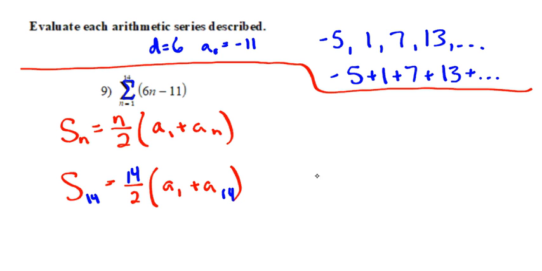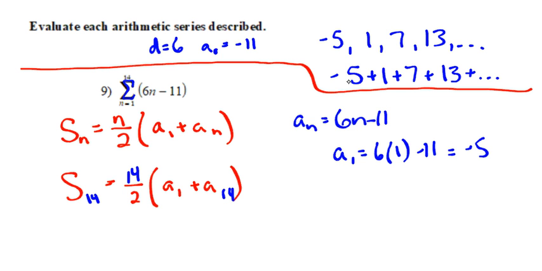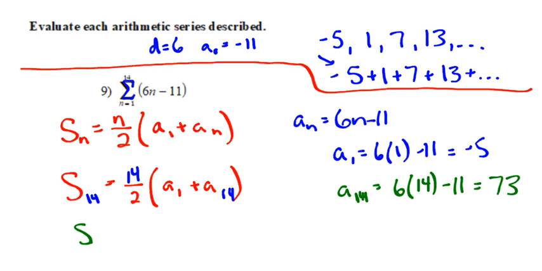All right, so we need to find out what is the first term, what is the 14th term. And to do that, we can use this explicit formula. 6n minus 11 is any term. So the first term, I'm just going to plug in a 1 there. 6 times 1 minus 11. It's negative 5, just what I got right there. And for the 14th term, I'll do 6 times 14 minus 11, and so that would be 84 minus 11, 73. Okay, and I plug those things in.